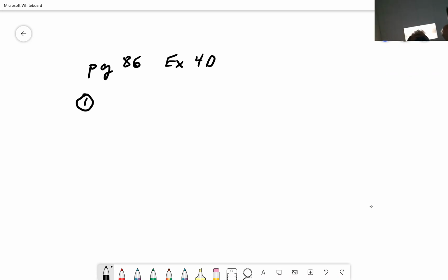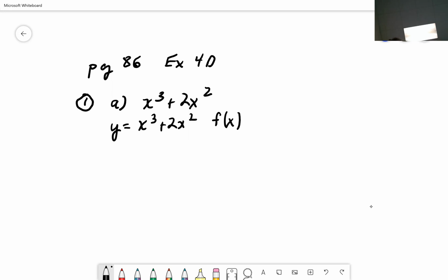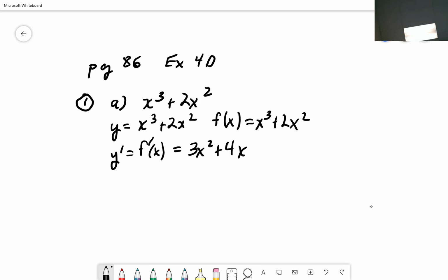Now with number 1, for instance, A is x to the third plus 2x squared, and we want to differentiate the following functions. I don't like writing it that way. I like just saying, y is equal to x to the third plus 2x squared, or maybe you want to write f of x equals x to the third plus 2x squared. Then y prime or f prime of x, whichever you want, is 3x squared plus 4x. That's it, you're done.